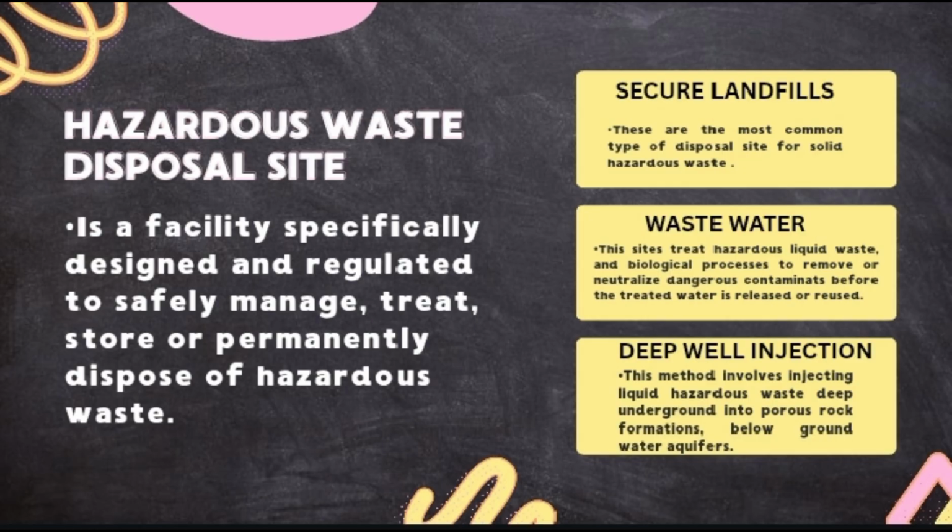And third, we have deep well injection. This is also for liquid waste. In this method, the waste is put deep underground into rocks, far below where we get our drinking water. For example, liquid chemical waste from oil companies or factories is placed deep underground to keep people and the environment safe.